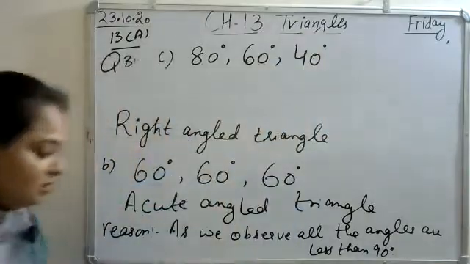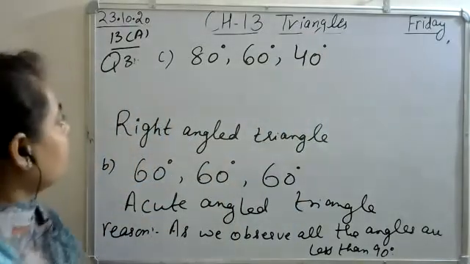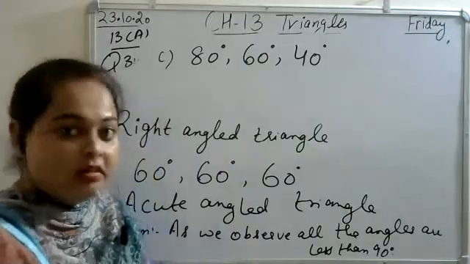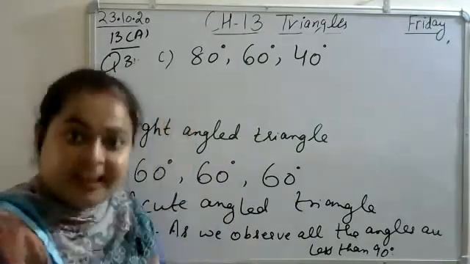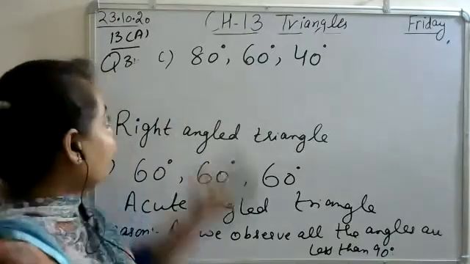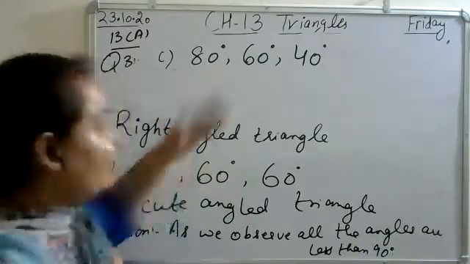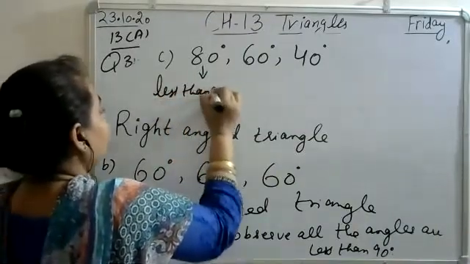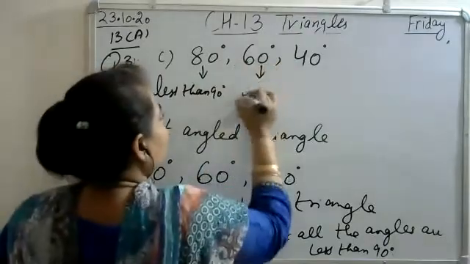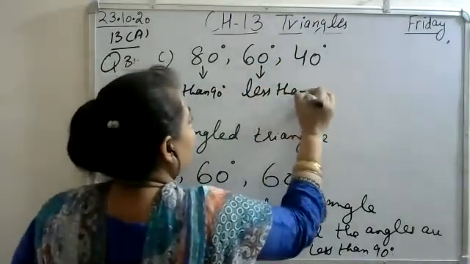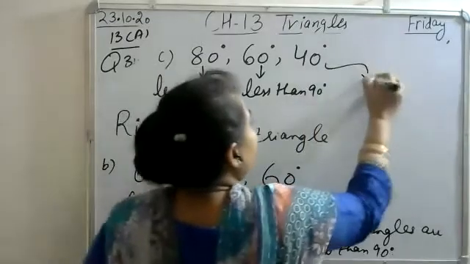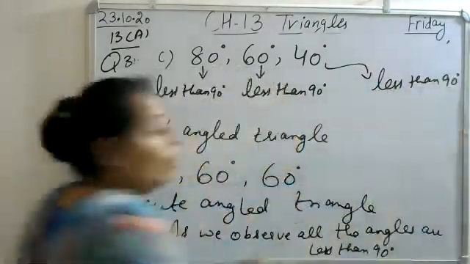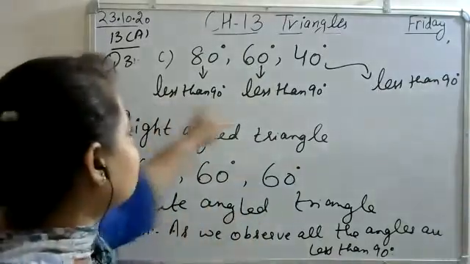Now tell me. मैम वो 90 से बड़ा है 80. 80 90 से बड़ा है? क्या हो गया आज आपको? नो छोटा है मैम. 80 is less than 90. मैम acute. Yes. Acute. 60 is also less than 90. 40 is also less than 90. All the three angles are less than 90.